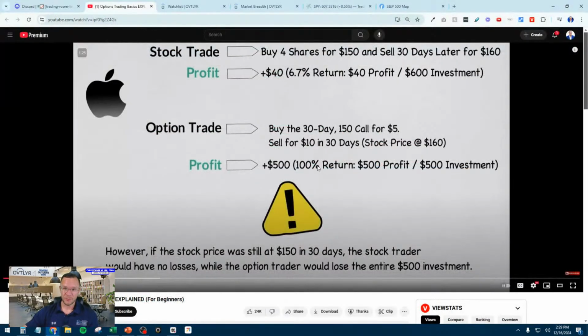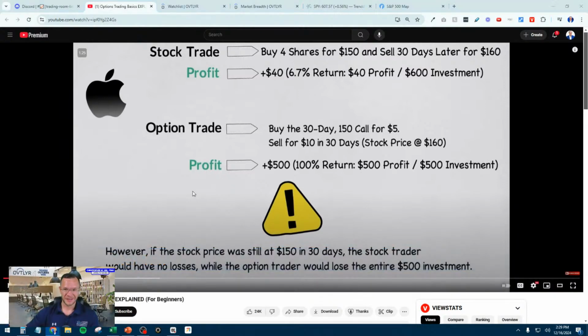Now, I may not get 100% returns every time. But I'm still getting the $5 gain, right? If this option is moving $5, I'm still capturing that, even though I'm deep in the money versus at the money. But I have less risk in that case if it turns the other way.